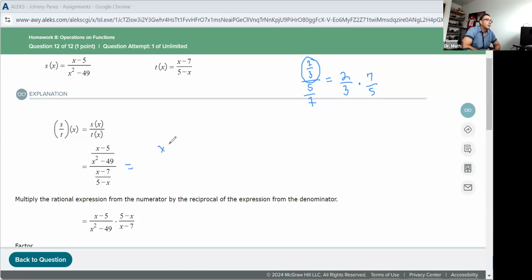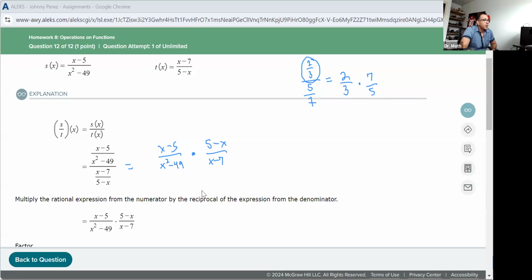This top stays the same. So it's still x over 5, x squared minus 49. But now it's going to be times, we got to flip this. So now the 5 minus x goes on top, and the x minus 7 goes on the bottom. All right, so notice that got flipped. And so this is what we're left with. And then now the next step, you're going to see some cancellation.